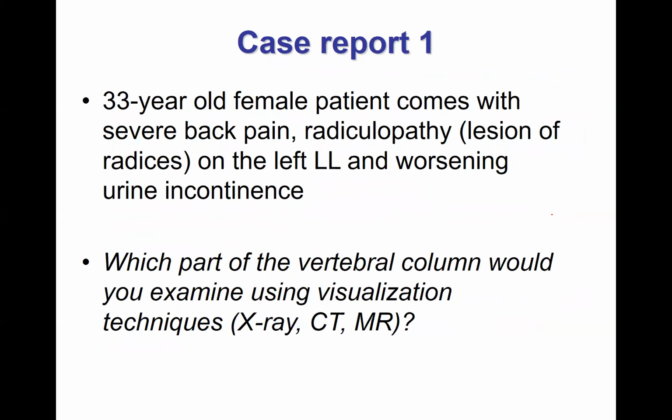And to help you to understand it, we have here some case reports, which you have to solve. So you have a young female patient, and she comes with a severe back pain, and problems with spinal nerves on the left lower limb, which we call in neurology radiculopathy, problems with the roots of spinal nerves. And you can see it's on the left side, so it's asymmetrical, and it's worsening, and she's got problems with urine continence. So, according to this, which part of the vertebral column would you examine?